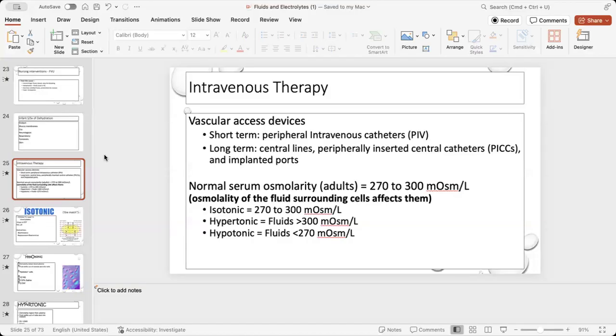An isotonic solution, what do you notice about that osmolarity? It's the same as blood. What do you notice about a hypertonic solution? It's greater. The osmolarity is greater, the amount of particles, the solute that you're getting. What about hypotonic? It's less. Good.